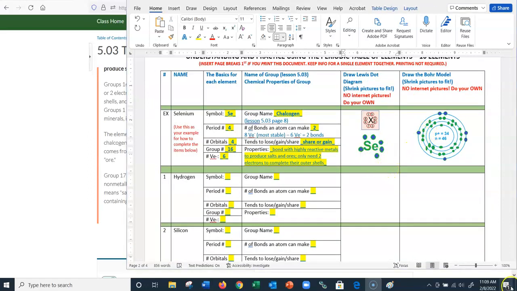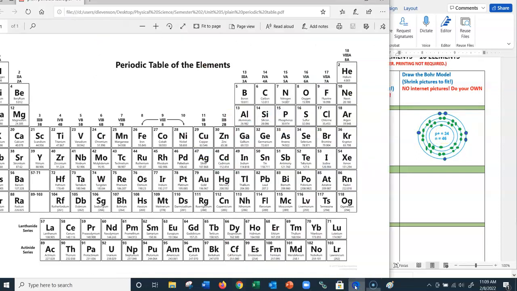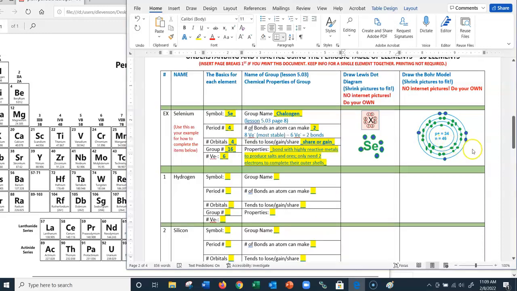Then I got the Bohr model, and we've done this in class a lot. So the first thing I did in Paint is I put in my protons, which are 34. That matches the atomic number on selenium. And then I took my atomic mass, which was the 79. 79 minus 34 is how I got my neutrons of 46.